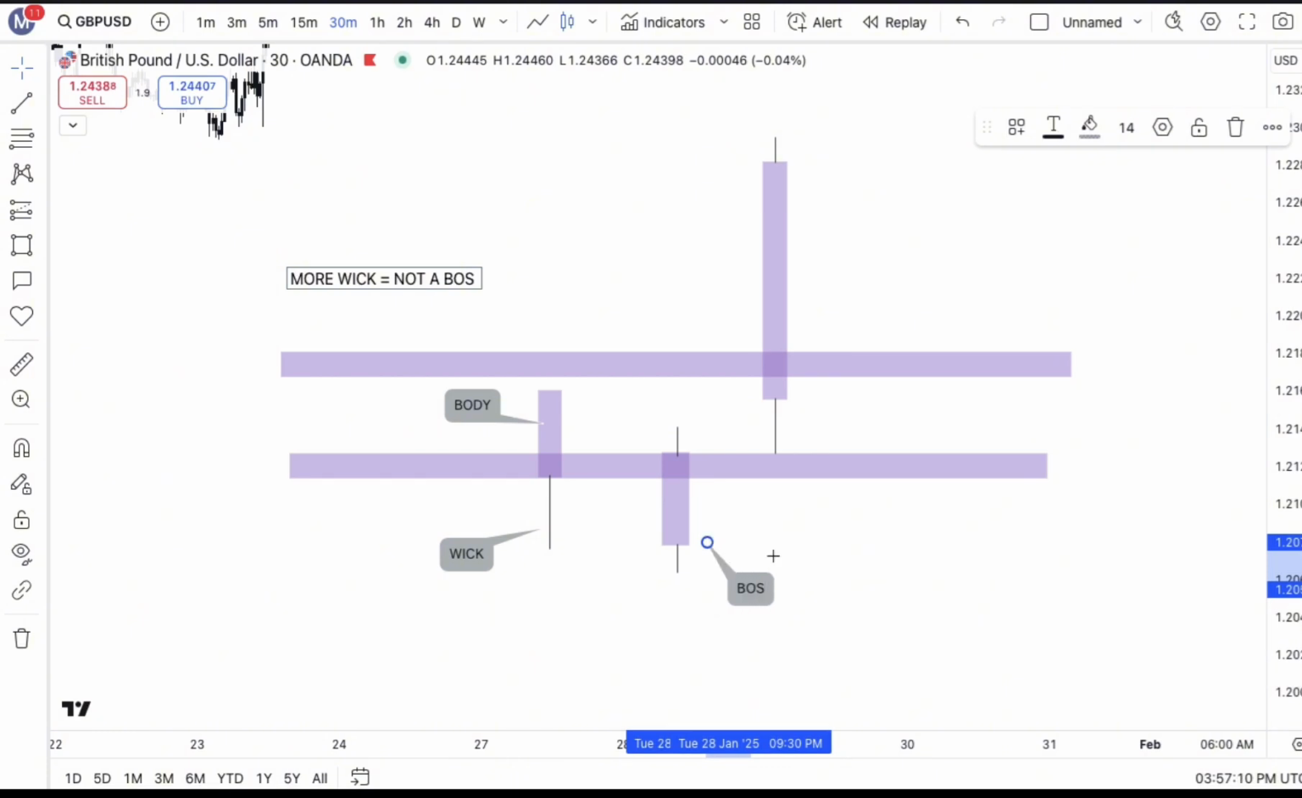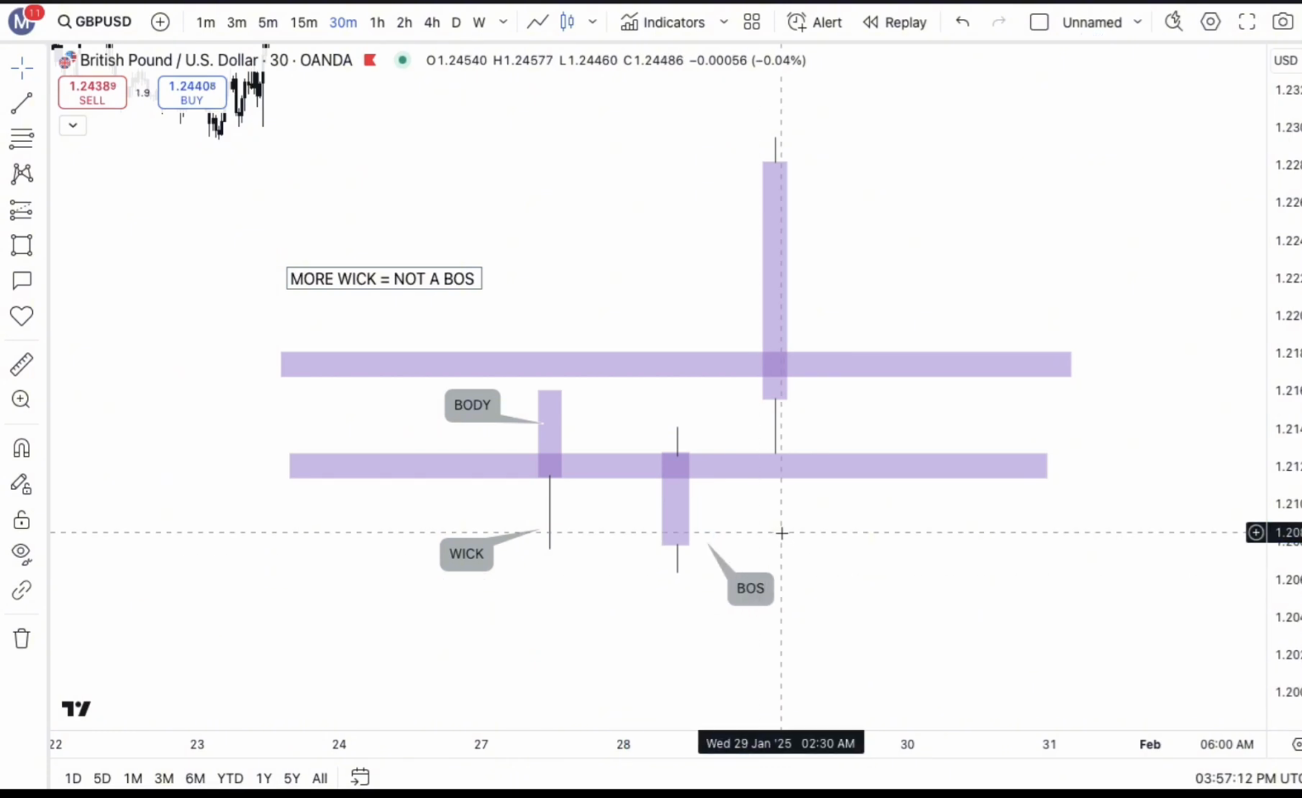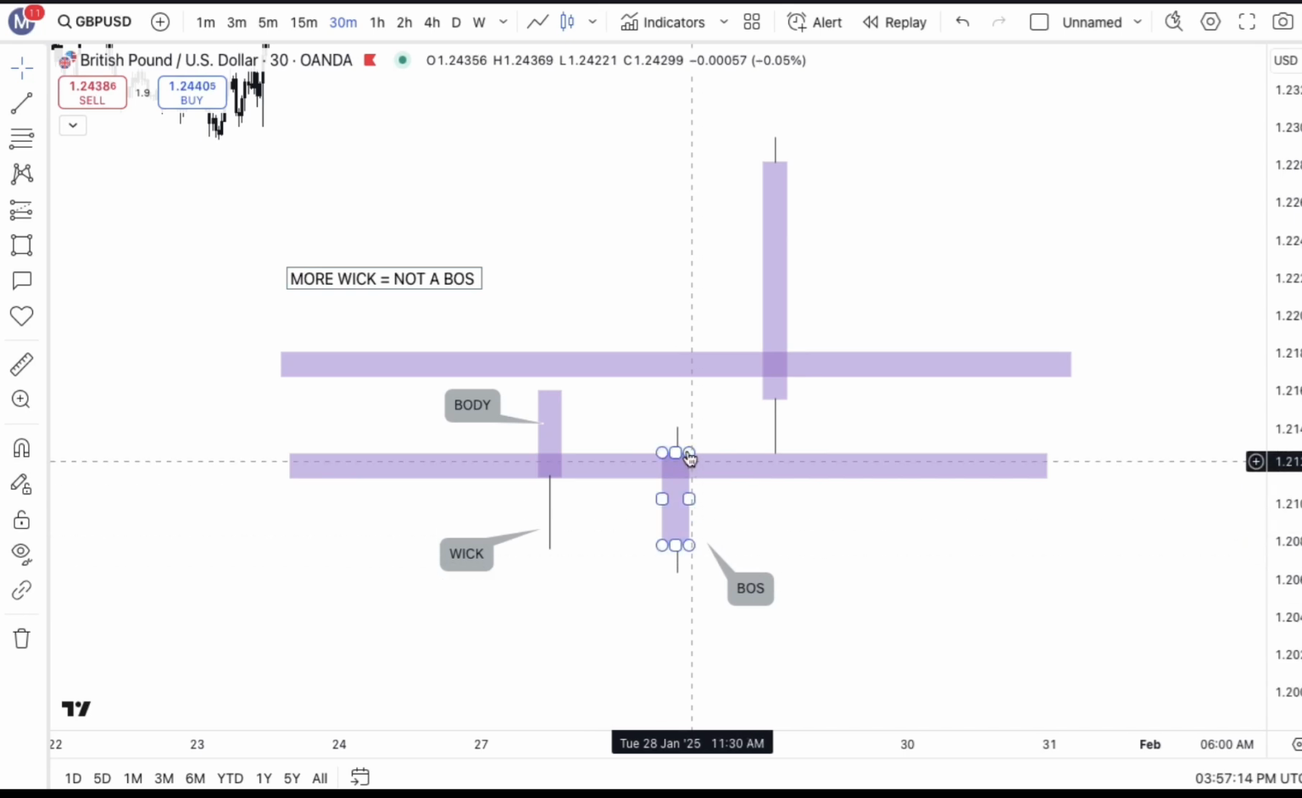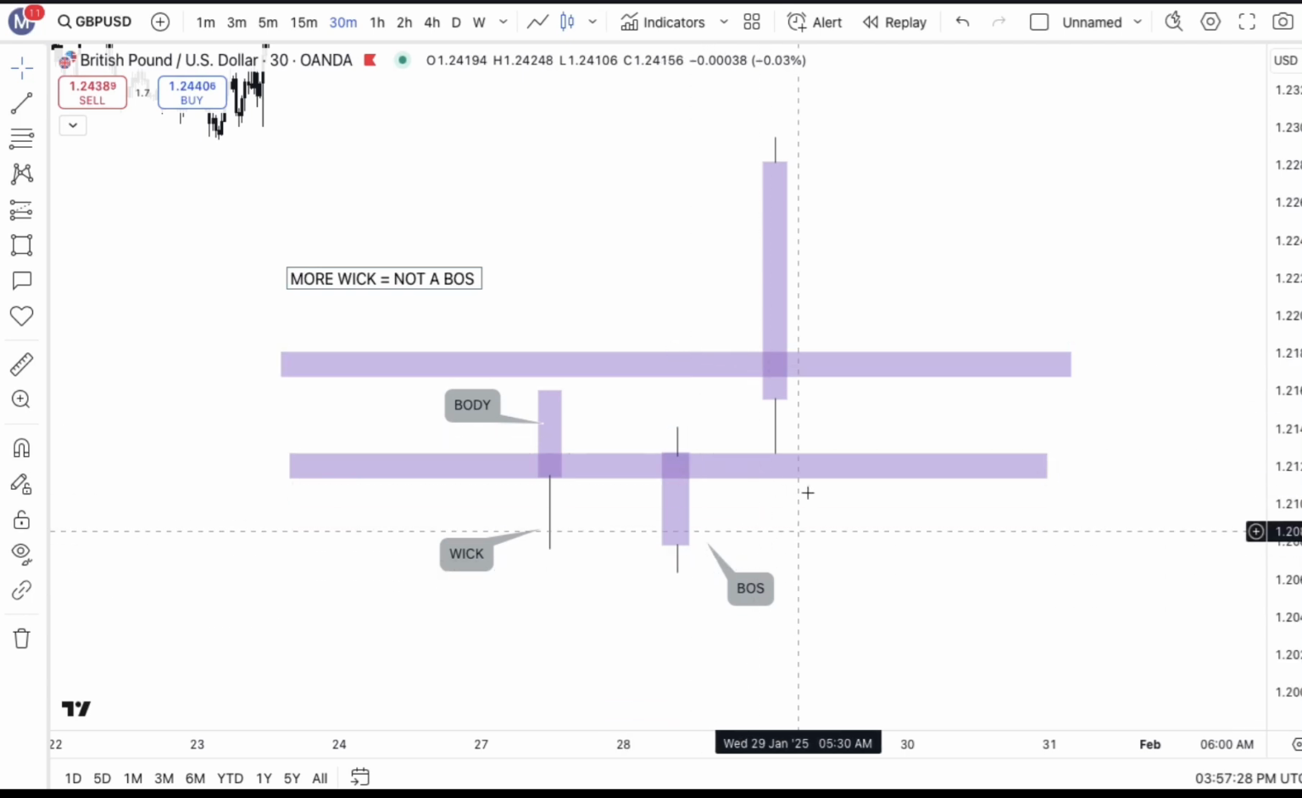This is a BOS. And the reason why it's a BOS, guys, is because price is breaking fully with more candle body than we see wick. And because we see more body than we see wick, it is classified as a break of structure. And you might also see breaks of structure more aggressive like this one here, okay? Whether it's medium, small, large, if we see more body than we see wick, it is a break of structure.